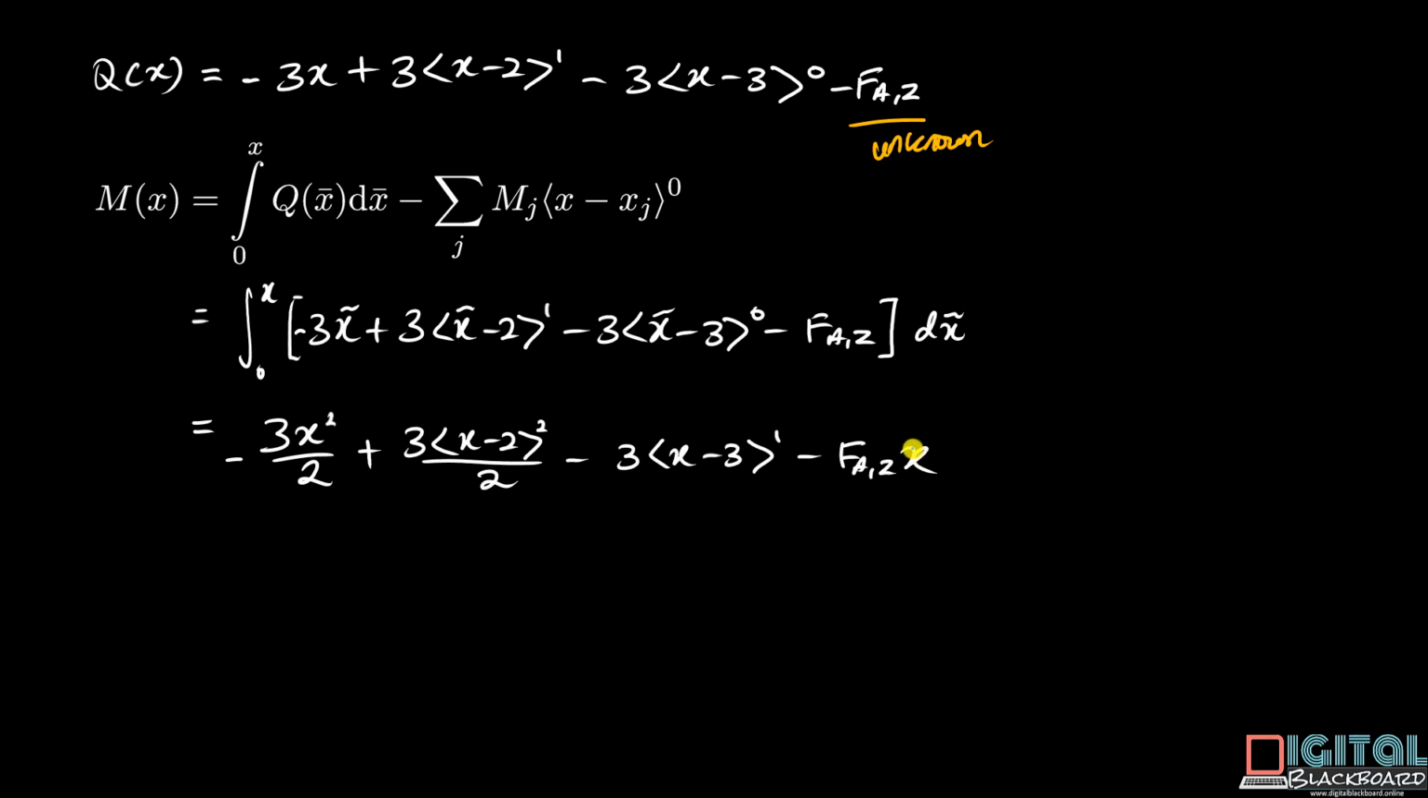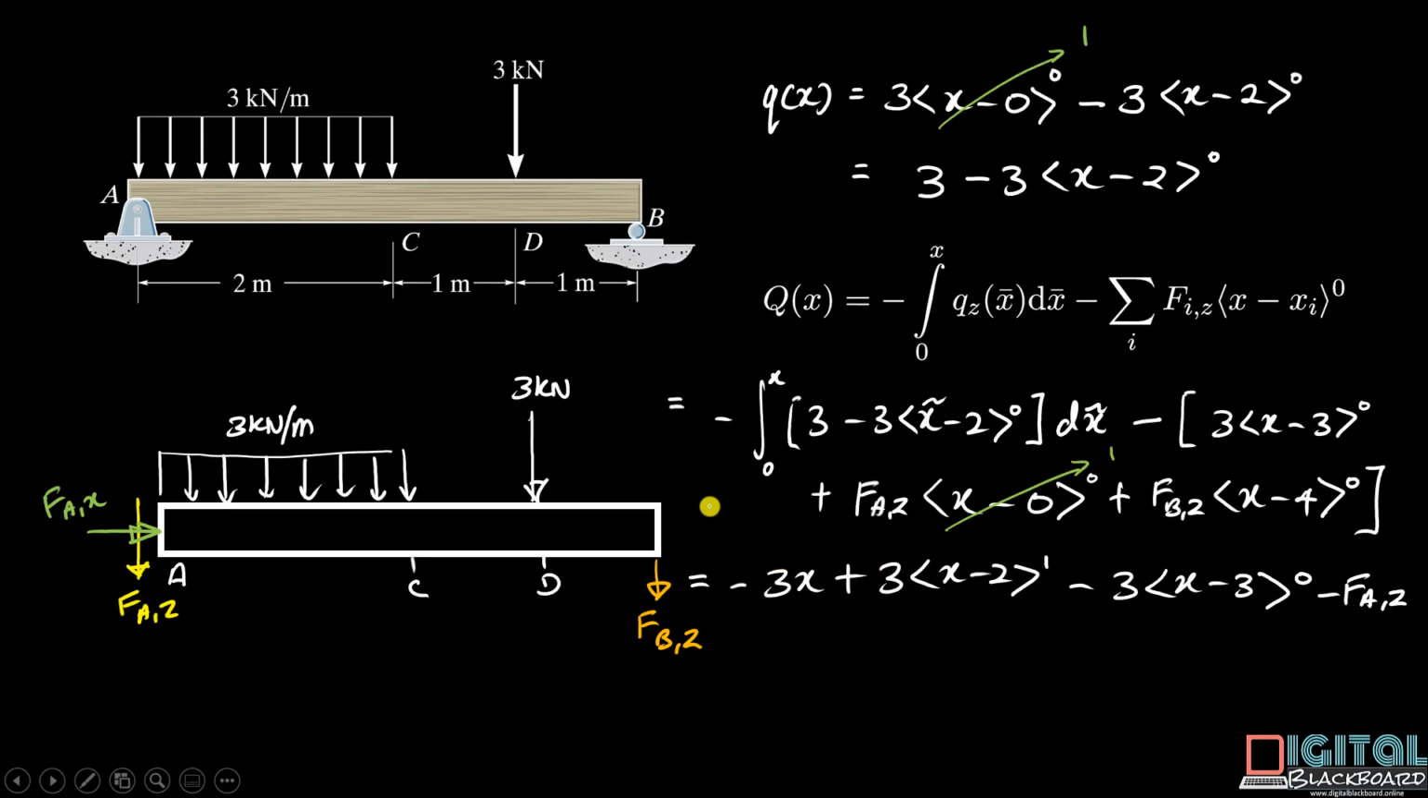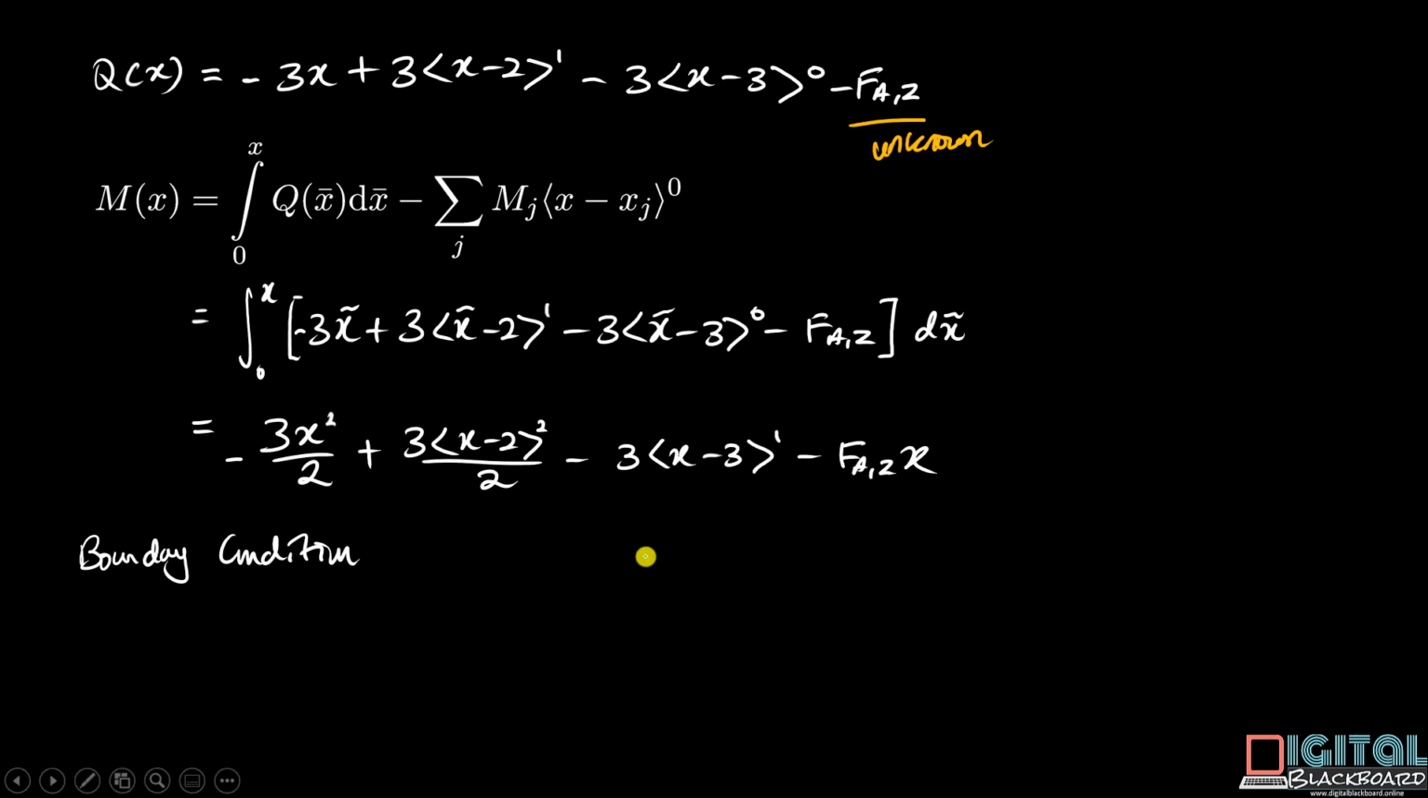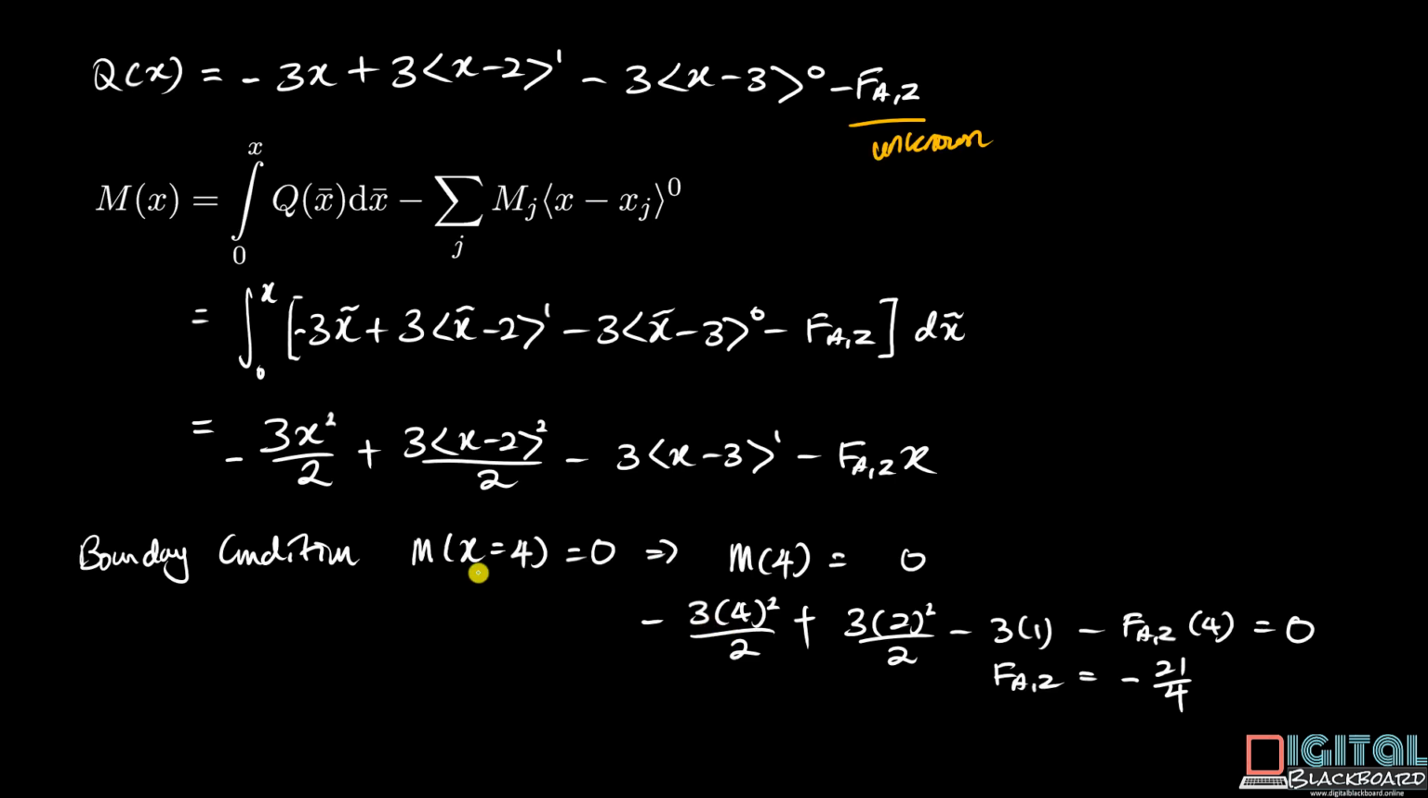Next comes the boundary condition, which is necessary to determine our unknown Faz. In fact, we know from the figure that at x equal to 4, there's no bending moment. So we write this as M at x equal to 4 is equal to 0. And then we sub in the value of x equal to 4 into this expression for the moment and set it equal to 0. From here, we are able to calculate our unknown reaction, Faz, which is equal to minus 21 over 4.